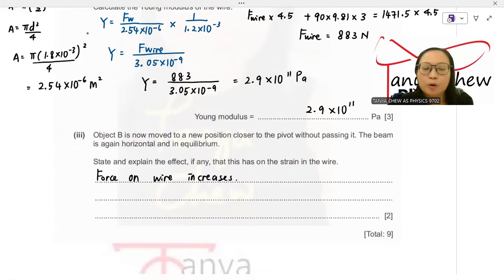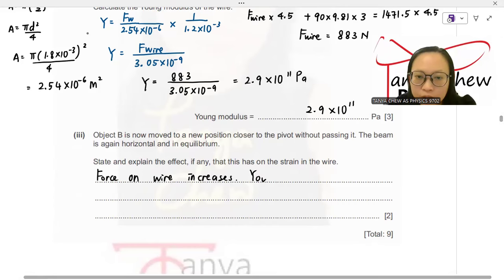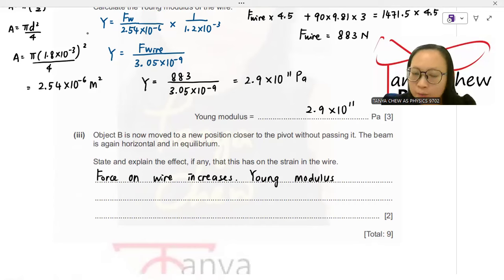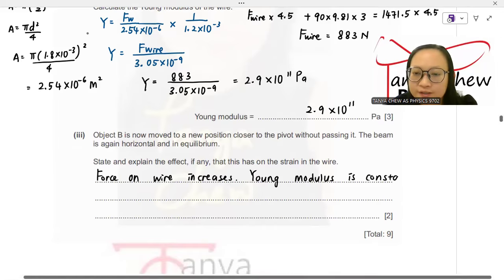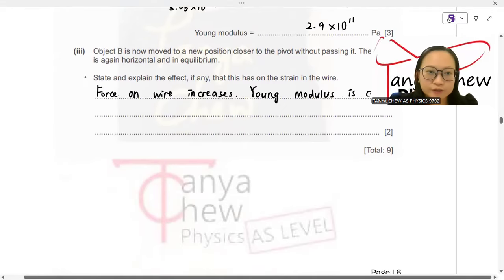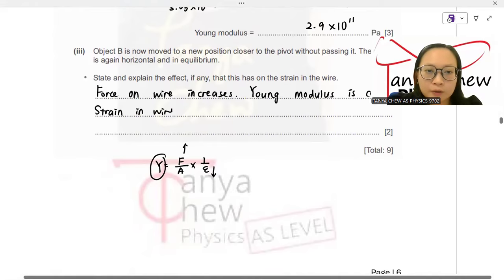Okay, and the Young modulus is constant. Young modulus for every wire, there's only one Young modulus, right? Cannot be two. It is constant because we are using the same type of wire. So I want you to see this. Y is equal to F over A times 1 over strain. So since this is constant, force is increasing, strain must be decreasing to balance the value of the Young modulus. So that is why I would say that strain in wire decreases. Done.